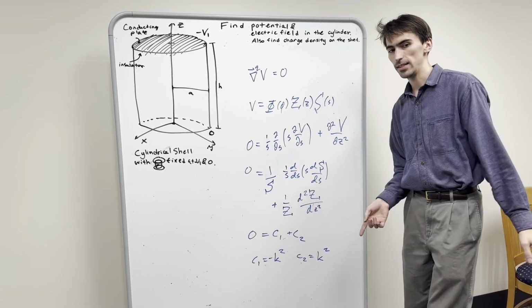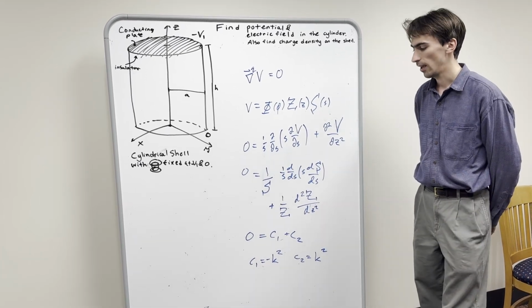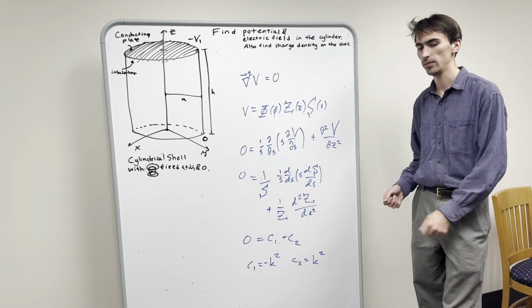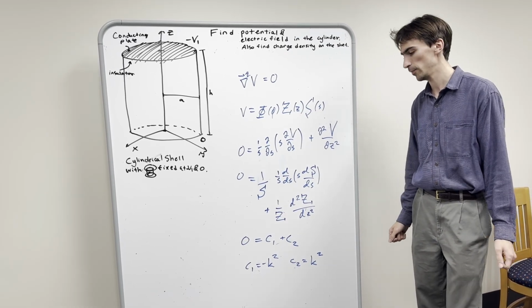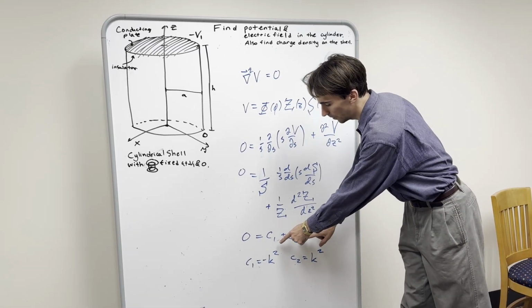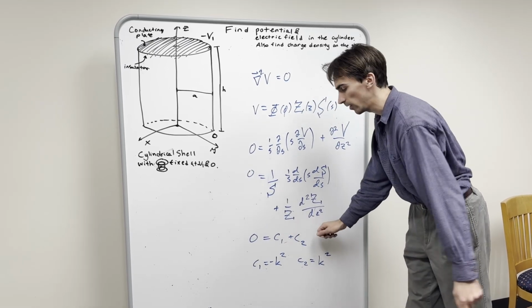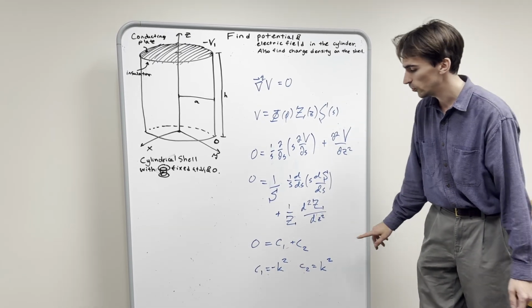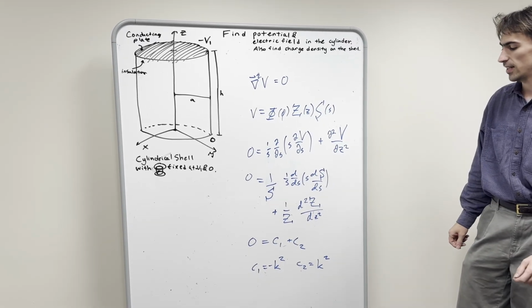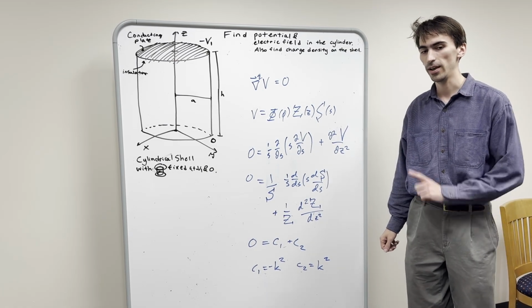Here I have to use the reasoning that for these to constantly sum to 0, they both have to be constant because they depend on two different variables that are independent of each other. So right away, I know I have these two constants and they're equal and opposite, and I'm going to choose C1 equal to minus k squared and C2 equal to k squared, and I will talk about why I made that choice.